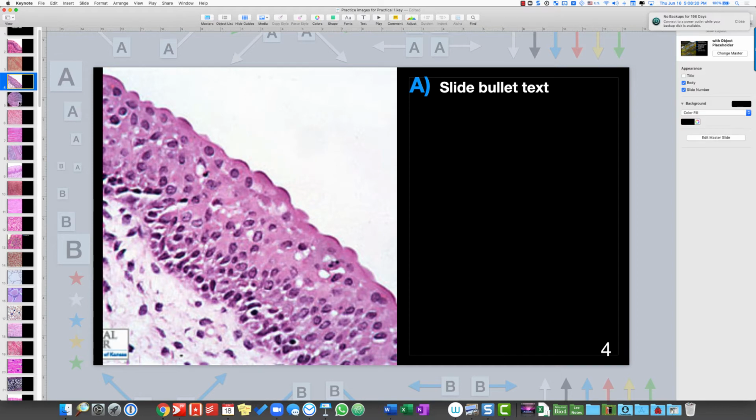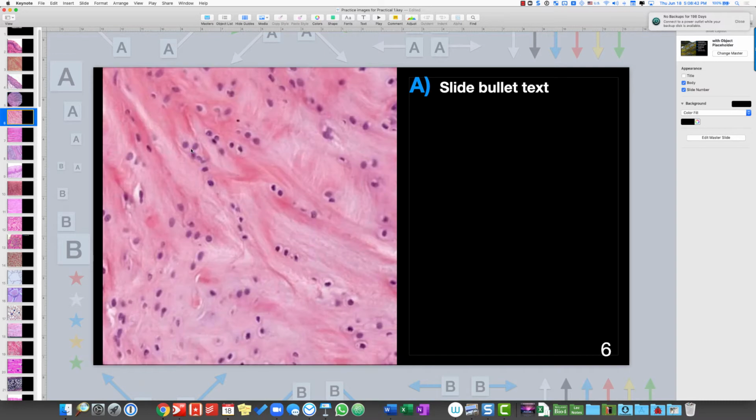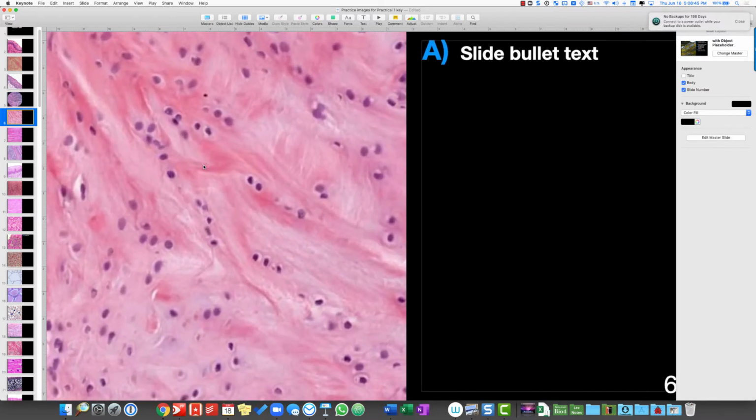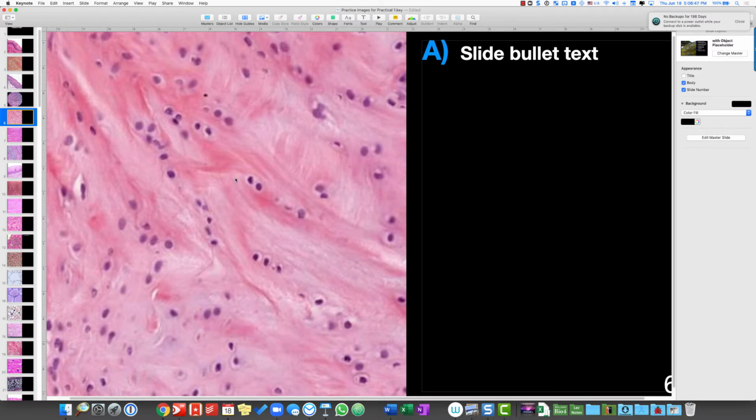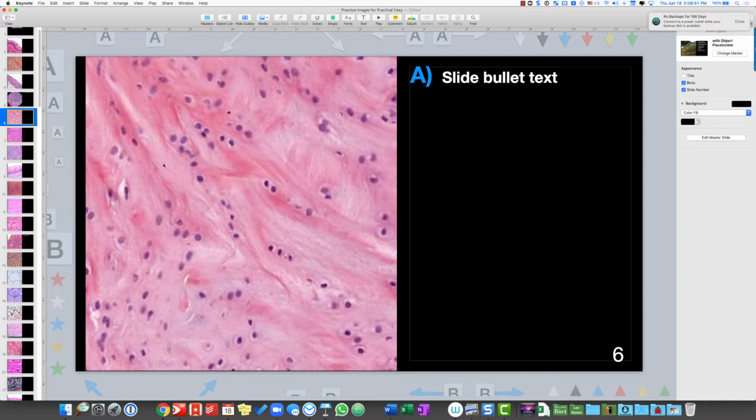This is transitional epithelium. This is elastic tissue, elastic connective tissue. Here you can see the elastic fibers, the wavy elastic fibers. This is fibrocartilage. You can see the streaky collagen fibers, with chondrocytes in lacunae.